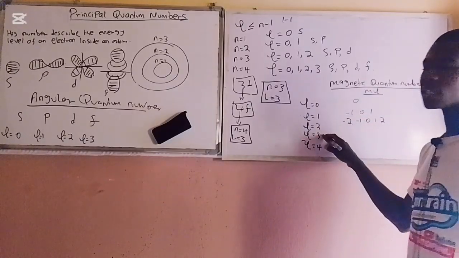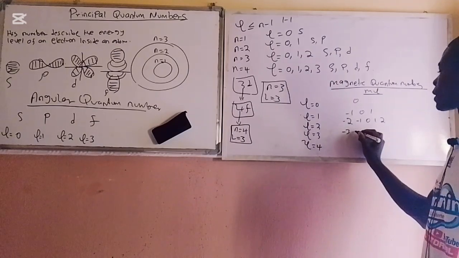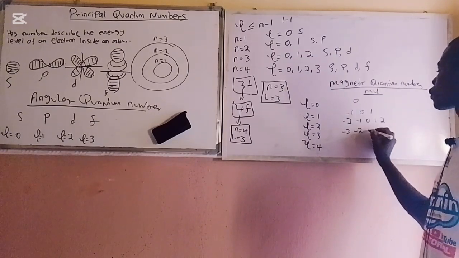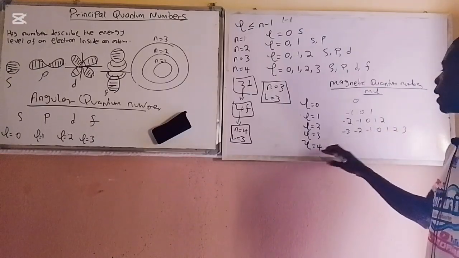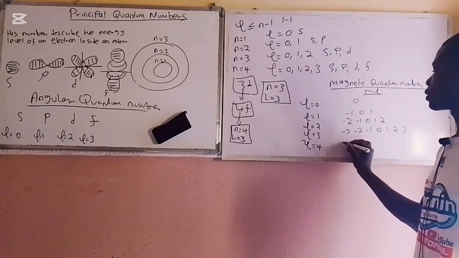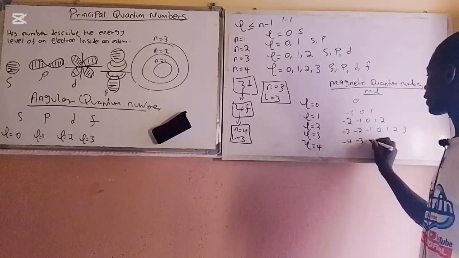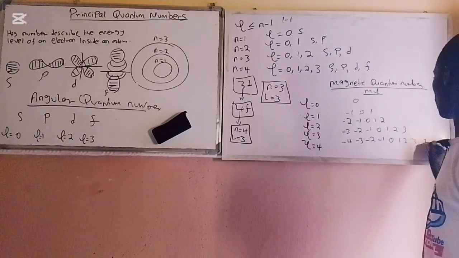And therefore the magnetic quantum number of 3 shall now be minus 3, minus 2, minus 1, 0, 1, 2 and 3. The magnetic quantum number of 4 shall now be minus 4, minus 3, minus 2, minus 1, 0, 1, 2, 3 and 4.